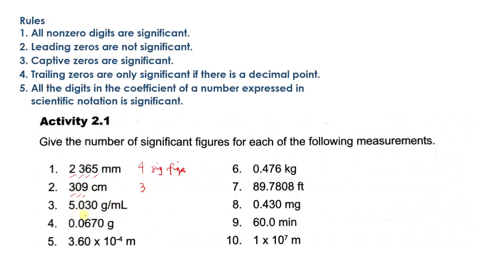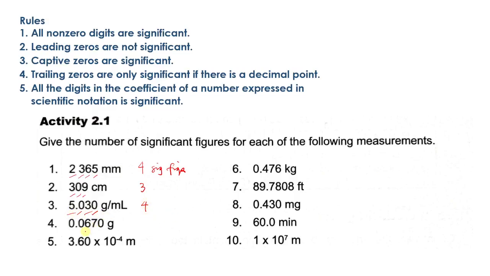Next, we have 5.030 grams per ml. Again, these are significant. This is a captive zero, therefore significant. Then this zero is a trailing zero. And again, trailing zeros are significant if there is a decimal point in the number. There is a decimal point here, so this trailing zero is considered significant. So overall, we have 4 significant figures on this number.